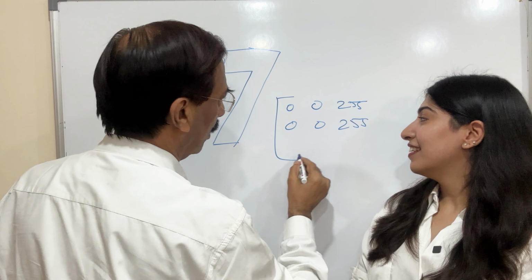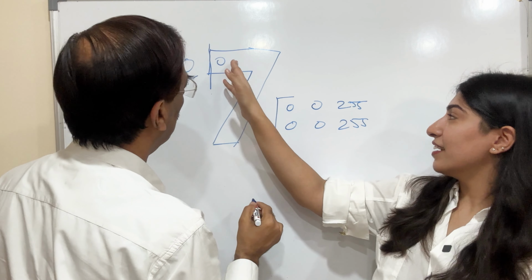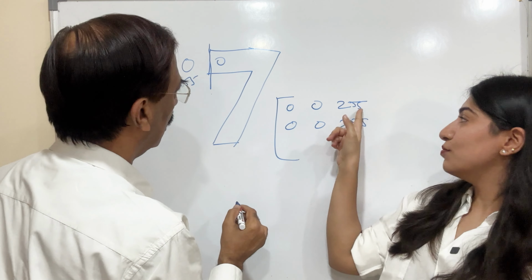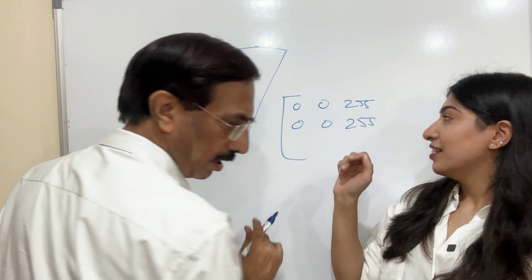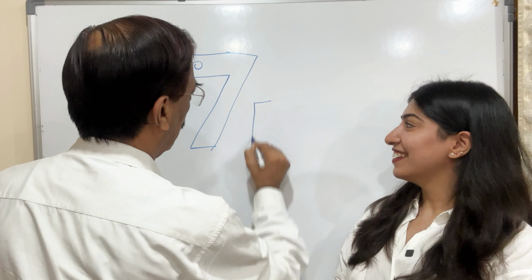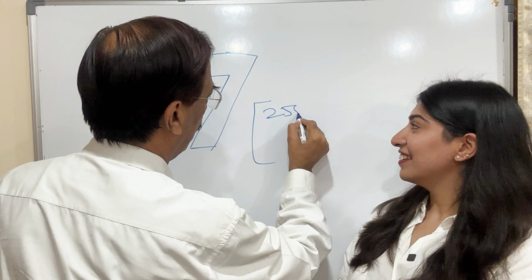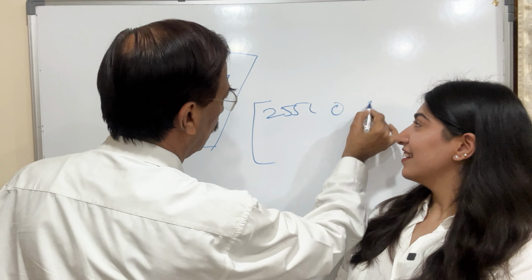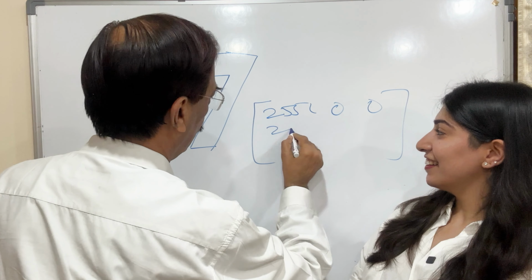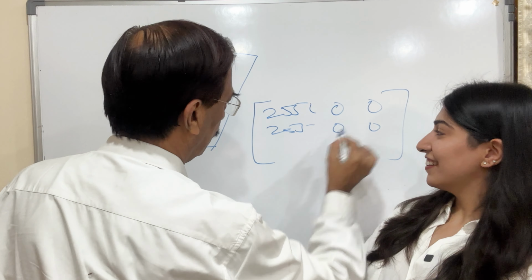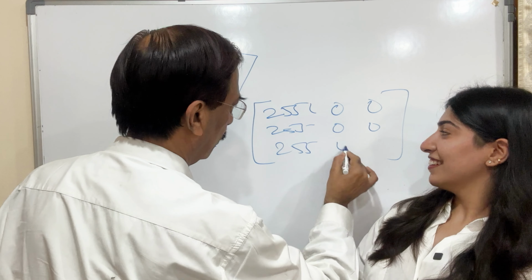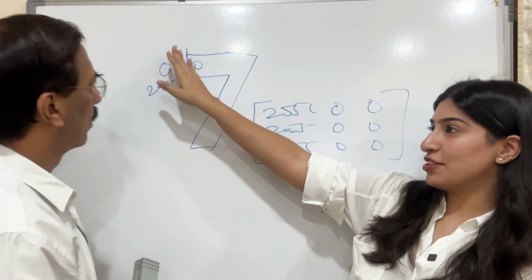Opposite, but okay. Like this is black, right? So this should be 0, this should be 255. Let me use the duster. So it will be 255, 0, 0, 255, 0, 0. So this is this image's pixels.